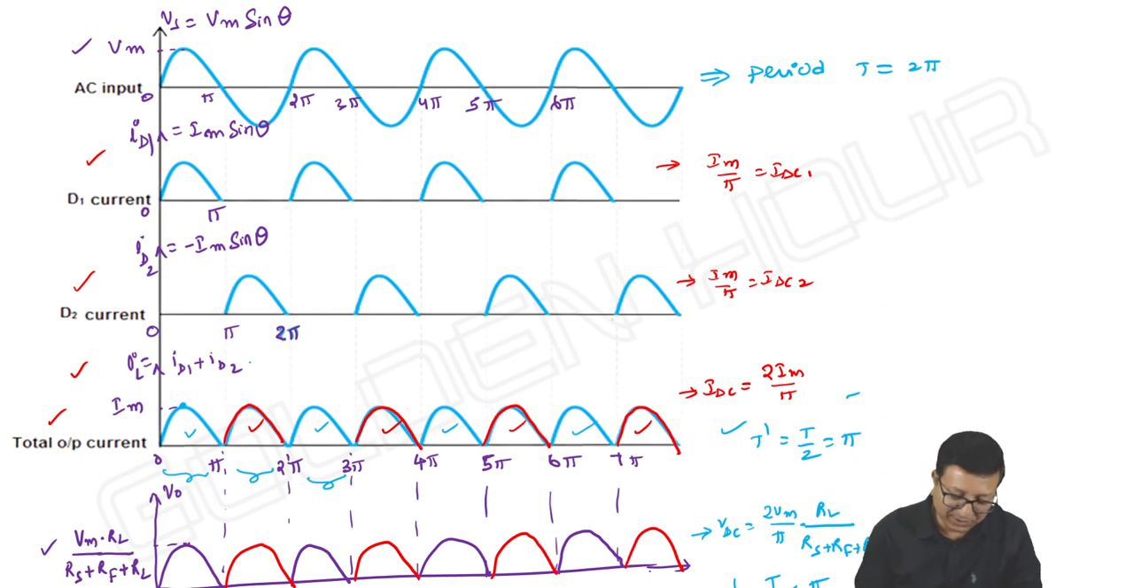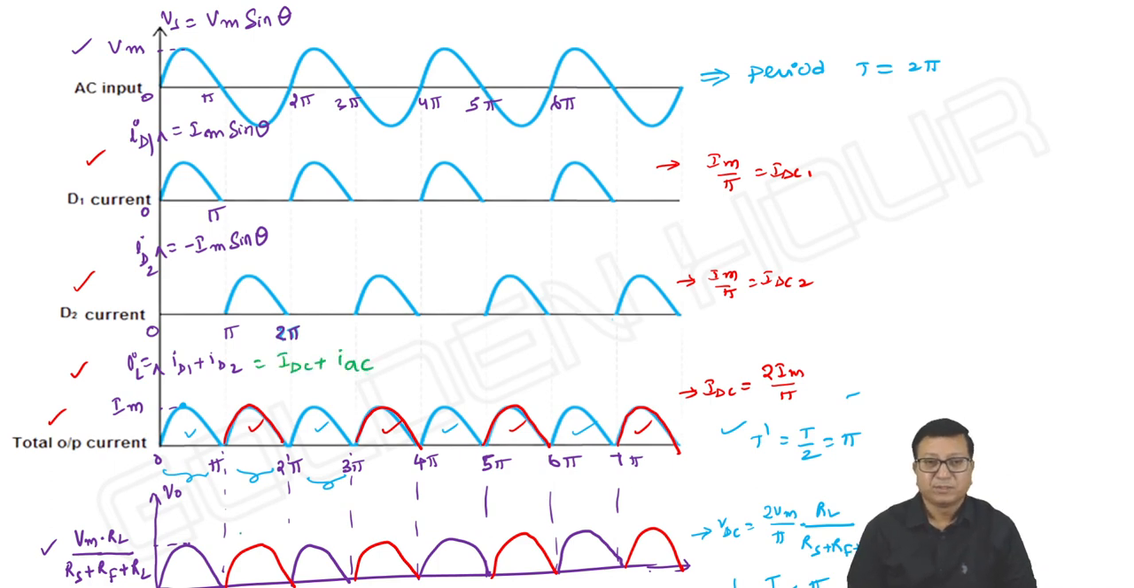And according to Fourier series, it is a combination of DC and AC. What is the DC component? We know the DC component, without calculating we can take it as 2Im by pi. And anyway I will calculate it and show.